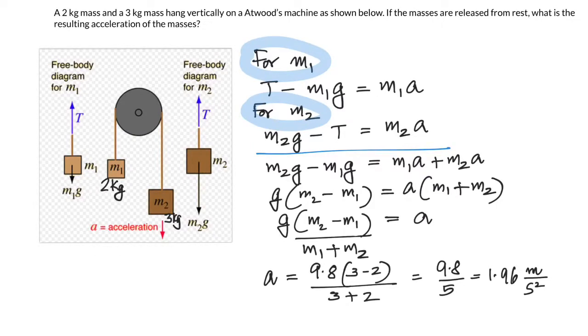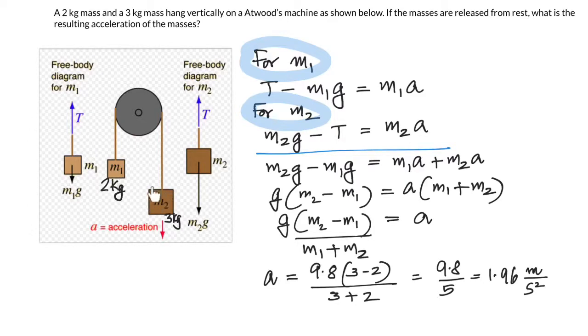Now this is a completely different question. You have a 2 kilogram mass and a 3 kilogram mass hanging vertically on an Atwood's machine. This is the Atwood's machine. So you have the 3 kilogram, you have the 2 kilogram. If the masses are released from rest, what is the resulting acceleration of the masses?